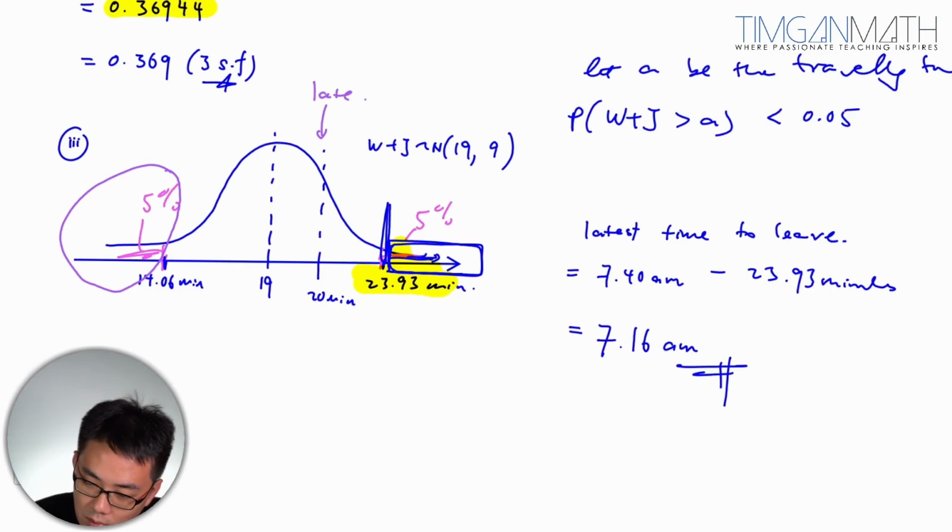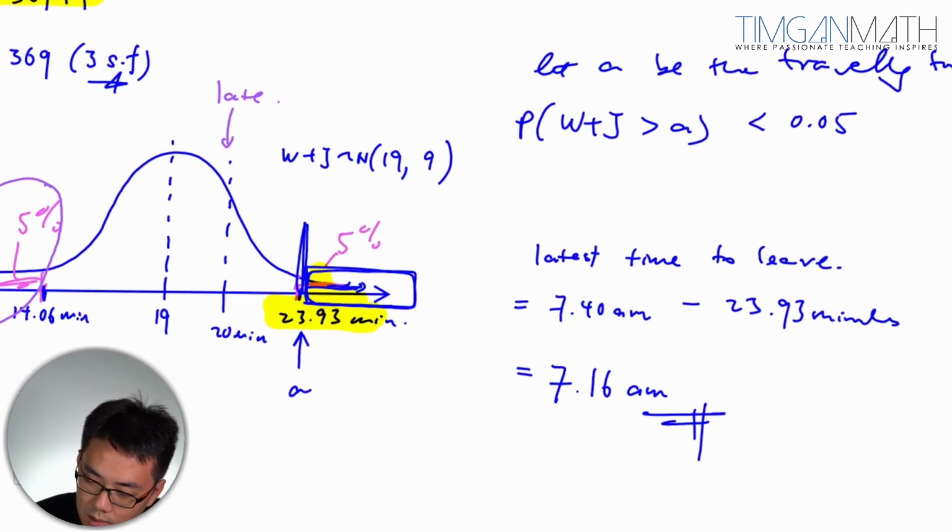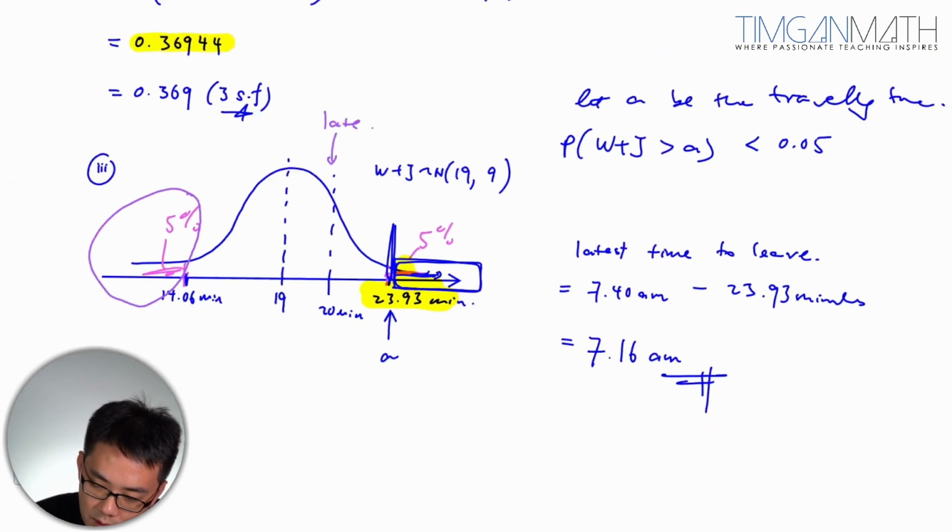Then what you get is actually this case here. This is your A. Then A should be, you can do a standardization. So inverse norm. Yeah, inverse norm.